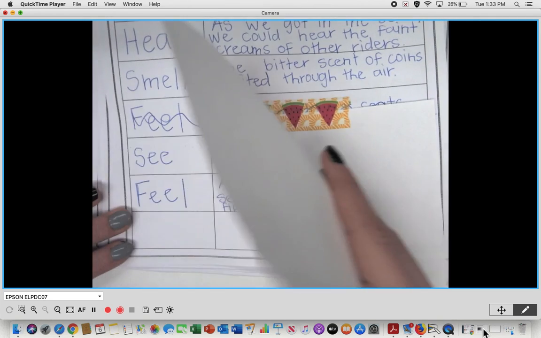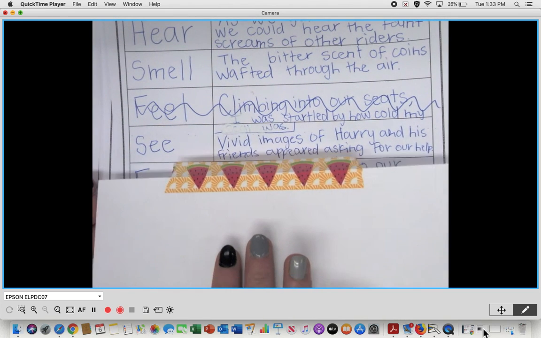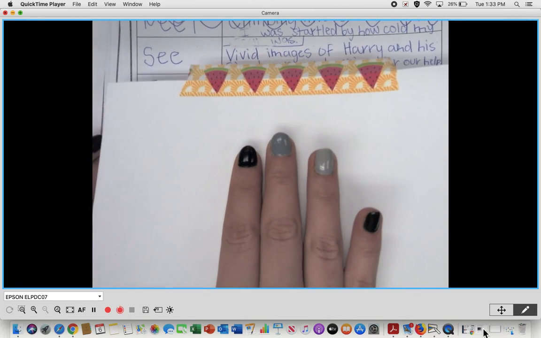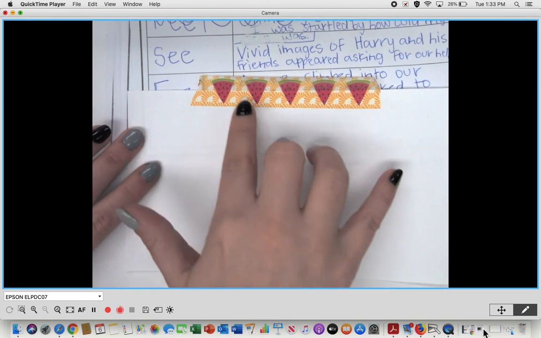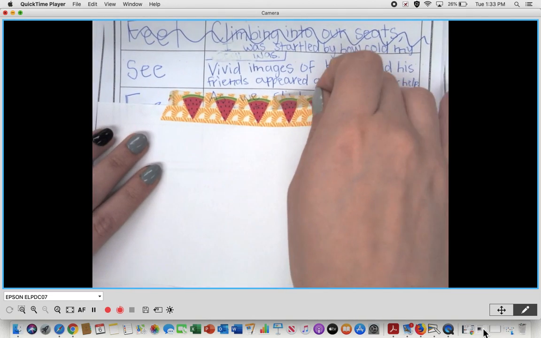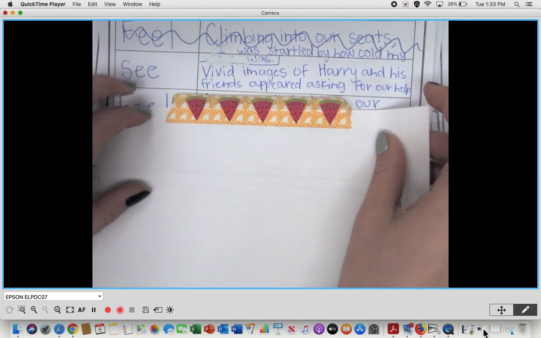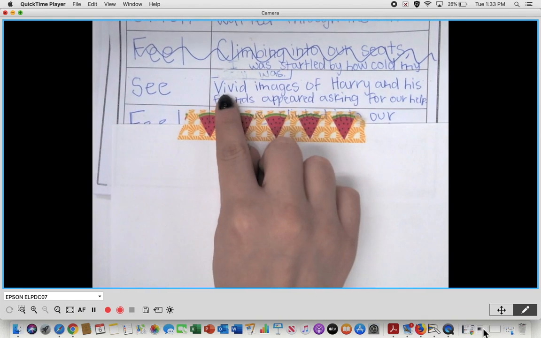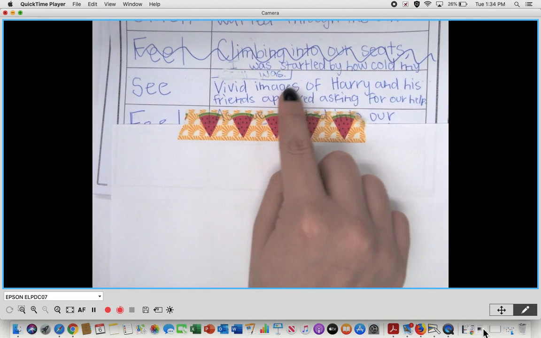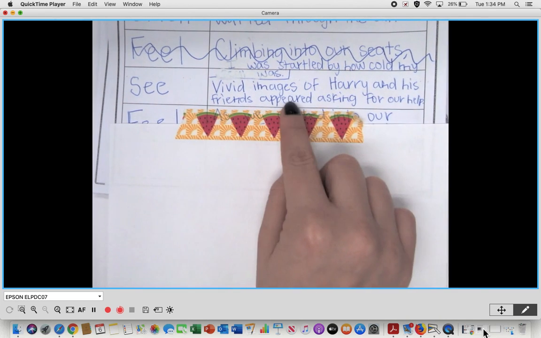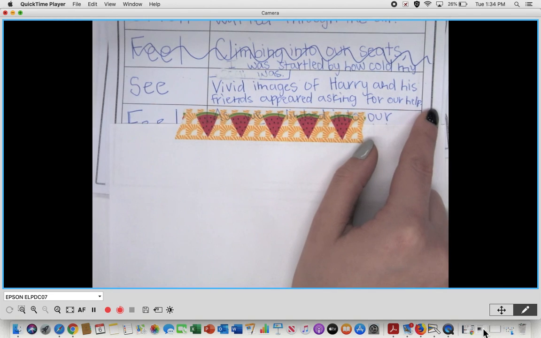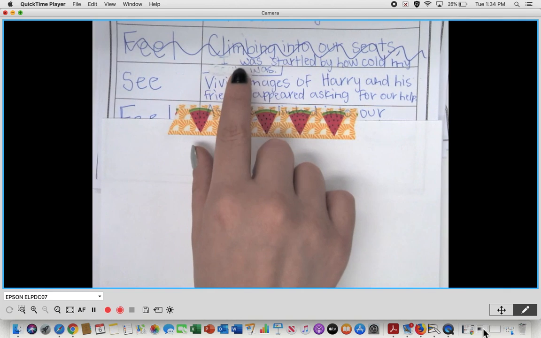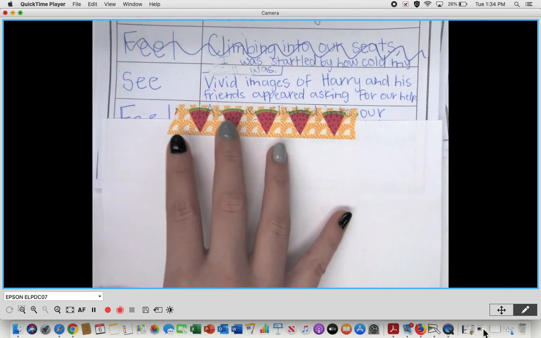And then here you'll see Miss Walsh made an oopsie, so we're going to ignore that one. That is why you use pencils, not pens. And we have our next one. You can see that I used the sense of sight a second time, which is acceptable. So I said see, and I said vivid images of Harry and his friends appeared asking for our help. Again, I'm being really descriptive about what I saw, so it's almost like you can see it as well.